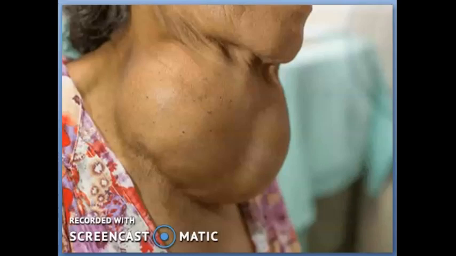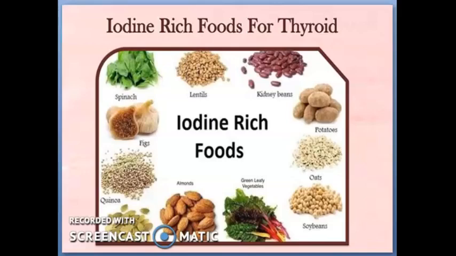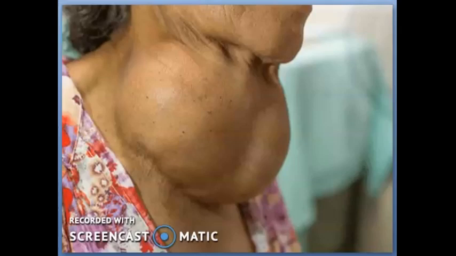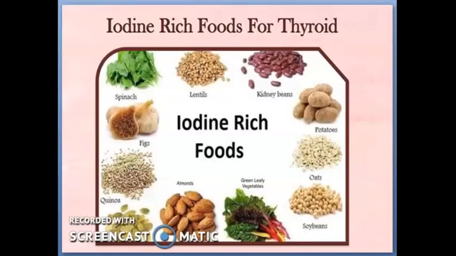So what do they have to take? Iodine-rich food items. Iodine is very rich in some food items like spinach, lentils, kidney beans, potatoes, oats, soya beans, almonds, figs. All of these contain a large amount of iodine. So if he or she takes these food items, then they won't get goiter. The goiter disease won't come when they take iodine-rich food items.